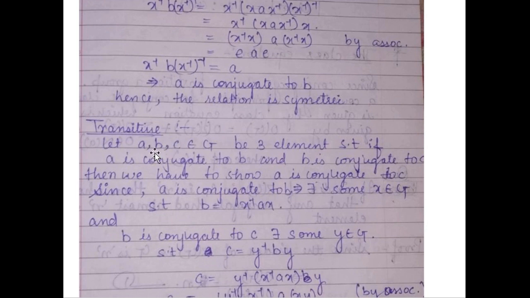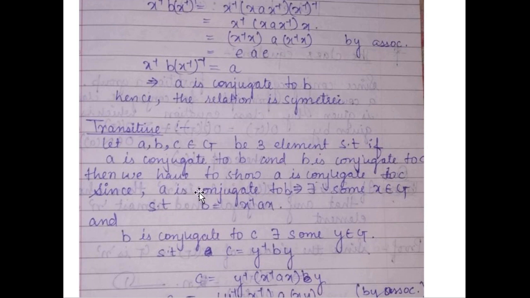So let us consider transitivity. We have to show that if B is conjugate to A and C is conjugate to B, then C is conjugate to A, so there will be a conjugacy between A and C. So let us assume A, B, C belong to G be three elements such that A is conjugate to B and B is conjugate to C. So we have to show A is conjugate to C also.